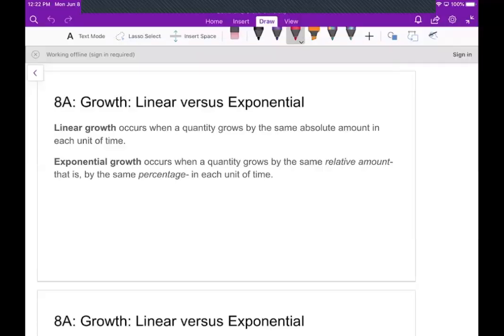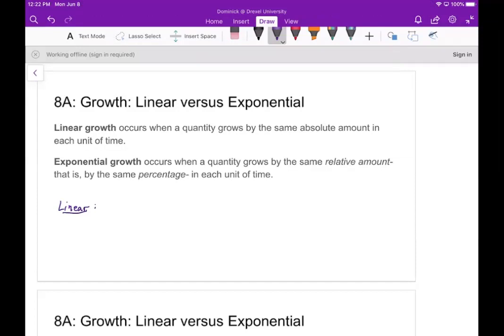Okay, guys, welcome. Today we're going to talk about the idea of growth, and we're going to compare linear growth versus exponential growth. Now, linear growth is what we've really done so far, and that occurs when a quantity grows by the same absolute amount in each unit of time.